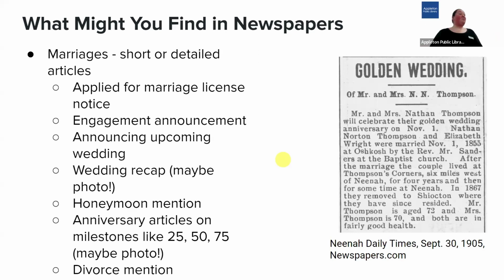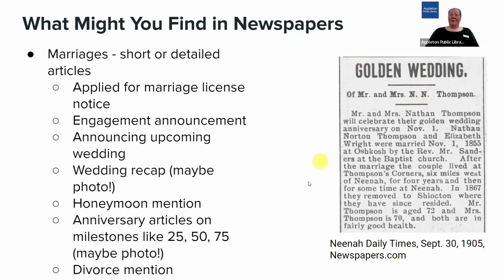And then there's also really great anniversary articles, usually on those milestone anniversaries like the 25th, the 30th, the 50th, the 75th, which you also might even get a photo. It's really awesome. Sometimes they even give you a photo of when they got married or when they were younger, and then a photo of that time period 75 years later when they're celebrating their 75th anniversary. You might get double photos, which is awesome. And unfortunately, not all the marriages worked out, so you might even get a divorce mention that there's an upcoming case happening between those people getting divorced.